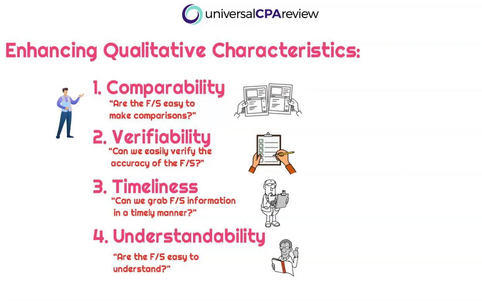Okay, so comparability enables financial statement readers to have the ability to compare differences and similarities with the financial reporting entity. Verifiability enables financial statement readers to verify the accuracy of the information being reported based on outside parties' ability to reach the same conclusion. Okay, so in other words, can we verify the accuracy of the financial statements? We got timeliness. Timeliness enables financial statement readers to obtain information in time to reach their decisions, right? We want to know, can we grab this financial statement information in a timely manner? And finally, we have understandability. Understandability enables financial statement readers to have the ability to characterize and classify various components of the financial statements that are being presented. Okay, so in other words, are the financial statements easy to understand?